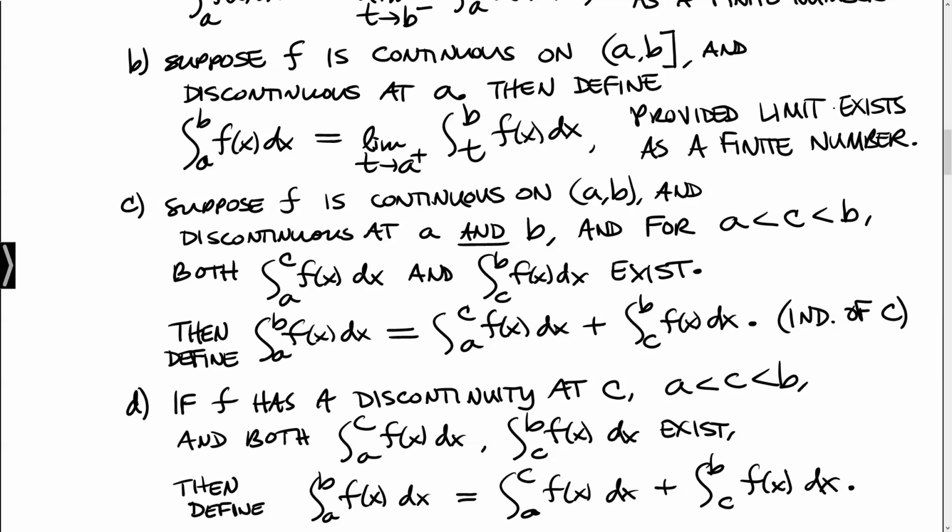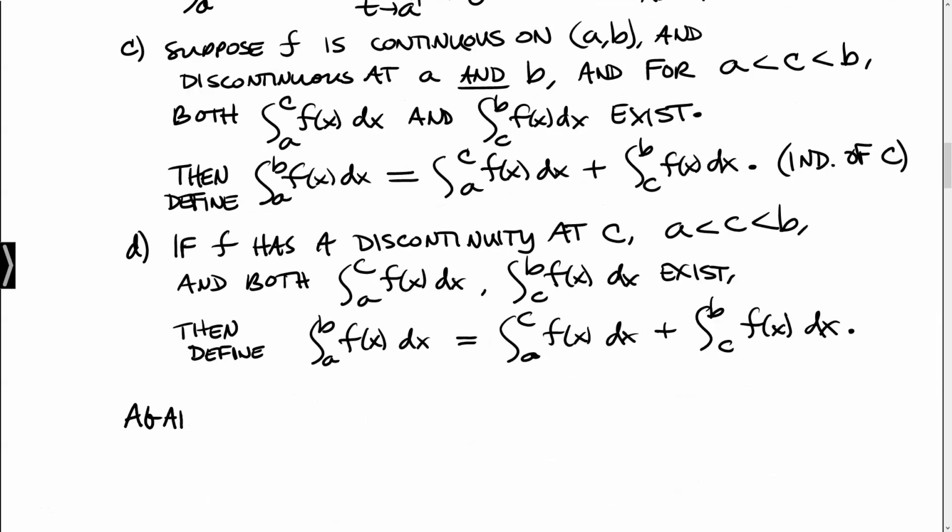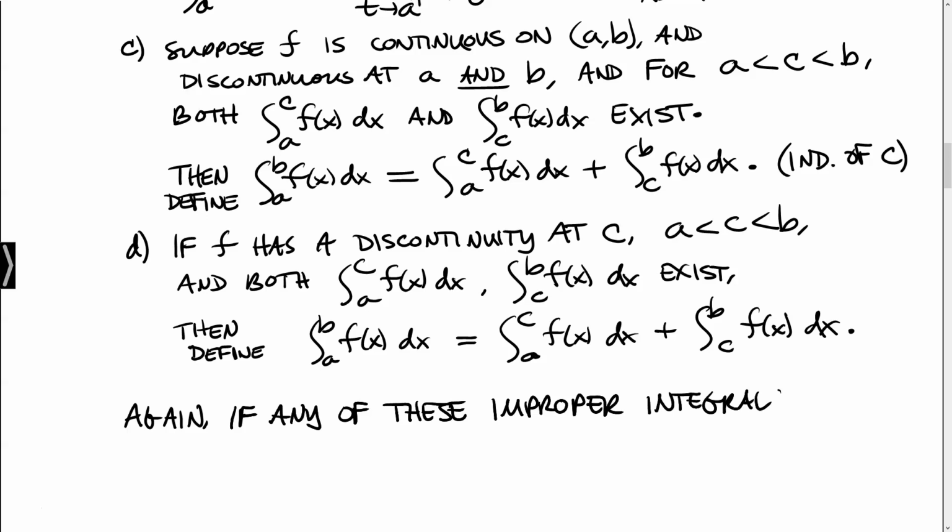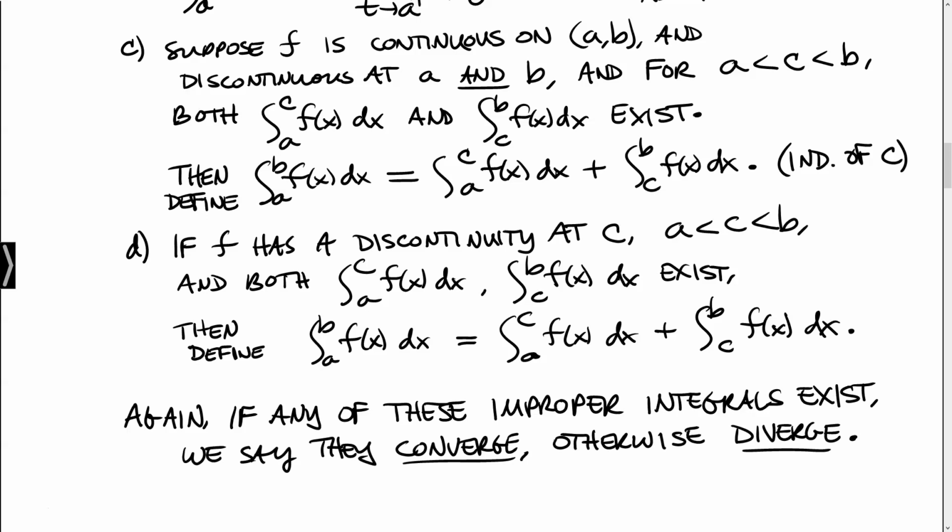So again, think about the general principle of wherever there's a problem, approach it as a limit, whether you have to do it as a one-sided limit or a limit as you go out to infinity or minus infinity, and then just add them up. And lastly, we just say here again, if any of these improper integrals exist, then we say that it converges. And if they don't exist, then we say that they diverge. All right, let's look at some examples.